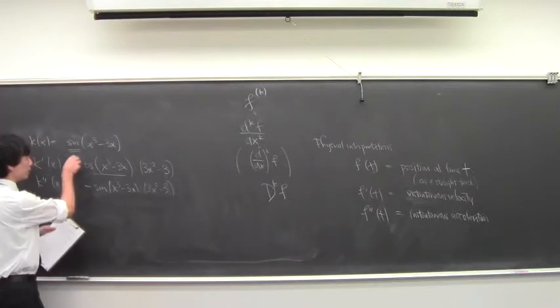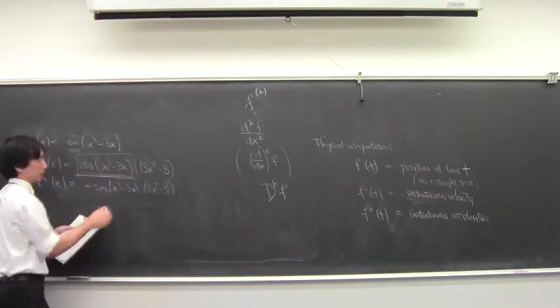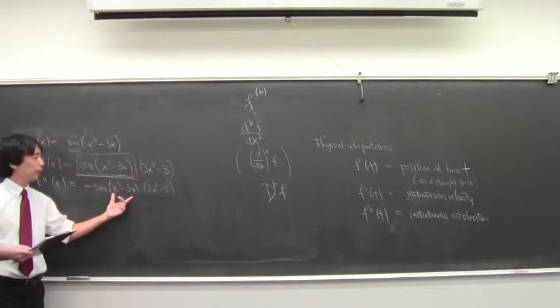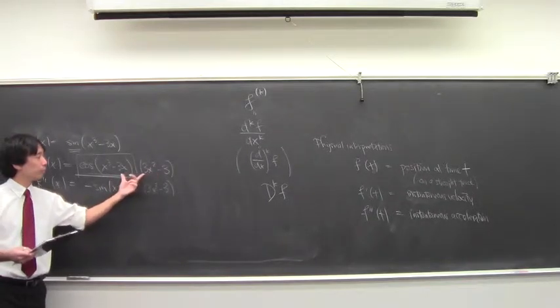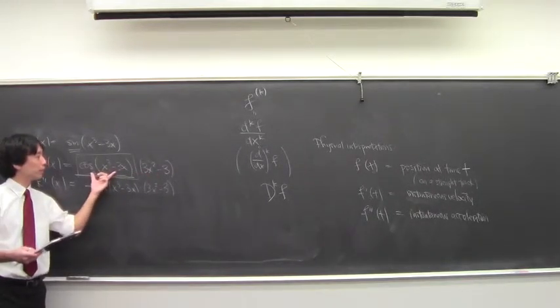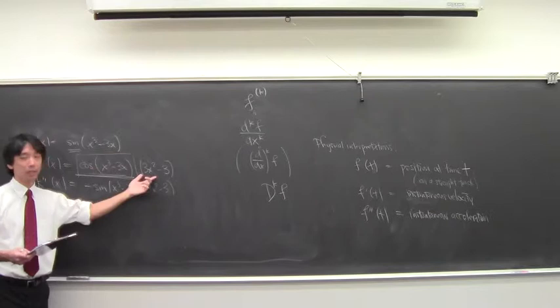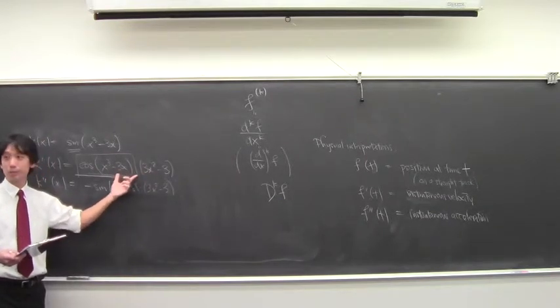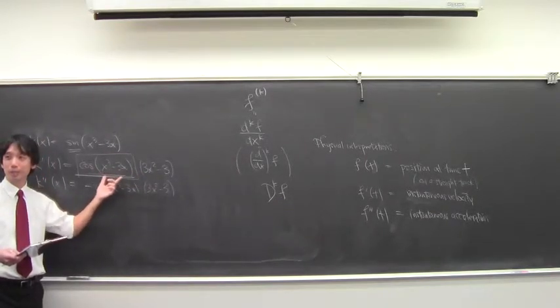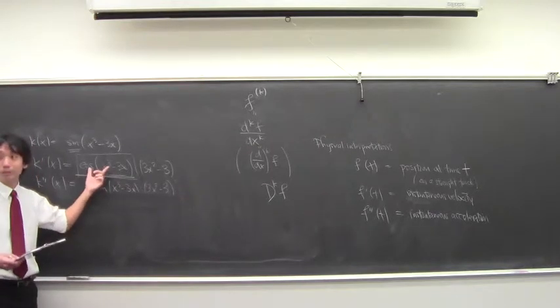So what you just did was you differentiated the first guy. Okay. And so you have two functions here, right? One function times another function, and so you're going to use what kind of rule? The product rule, right?